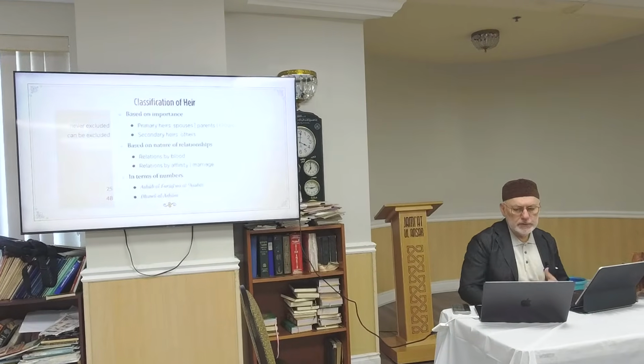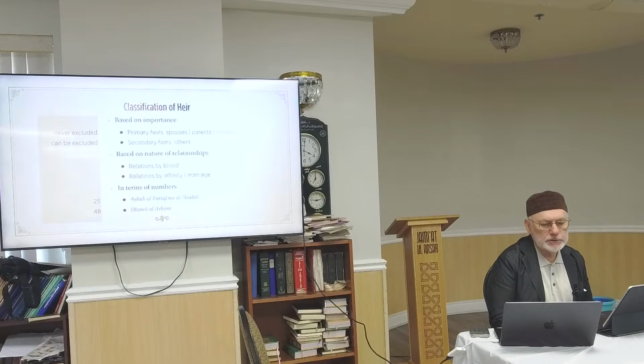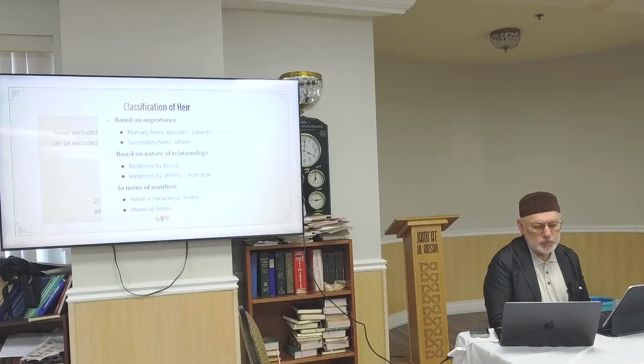So what we have, the primary heirs are never excluded. Secondary heirs can be excluded. Ashabul Furud wal Asabat are 25 people. And Zawul Arham are 48.